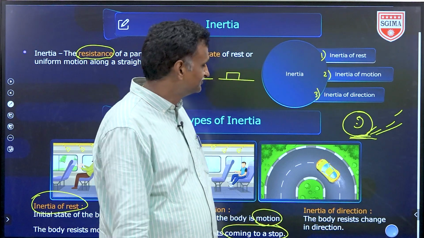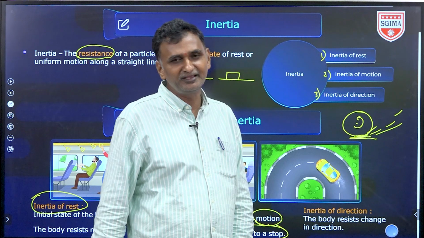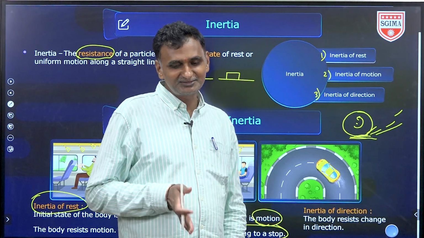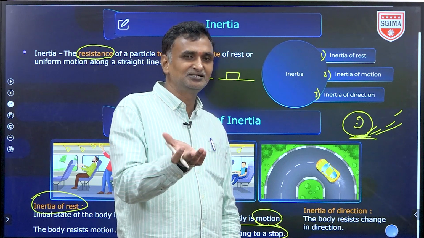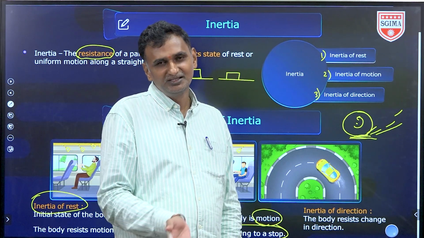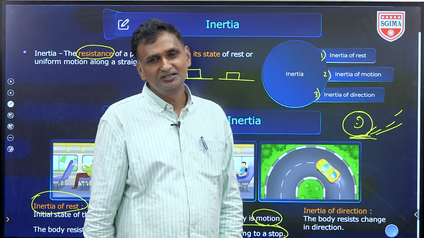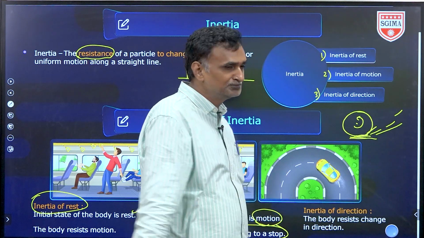Next, the same example we can take: when a person in a car moving on a straight road suddenly takes a turn, he leans sideways. If the car turns to the right side, he will lean to the left side. So he resists the change in the direction of motion. That is one example.